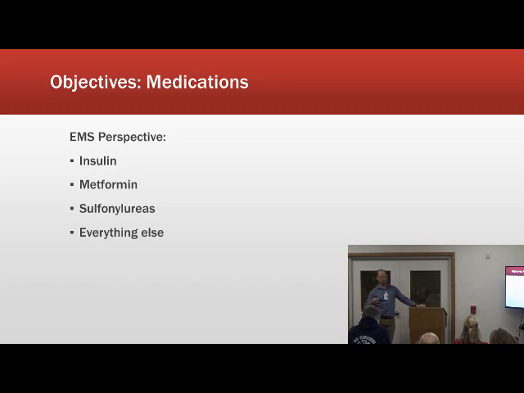Some people have a pump. Some people do it a few times a day. There's really long-acting insulin. There's really short-acting insulin. Just depends on their regimen.